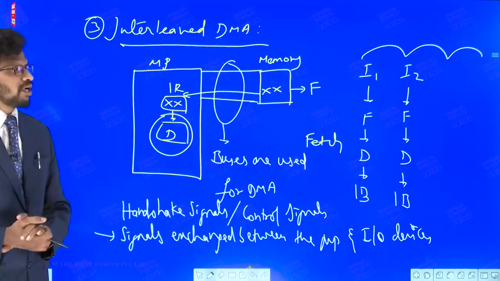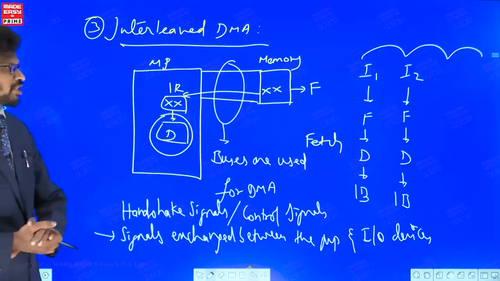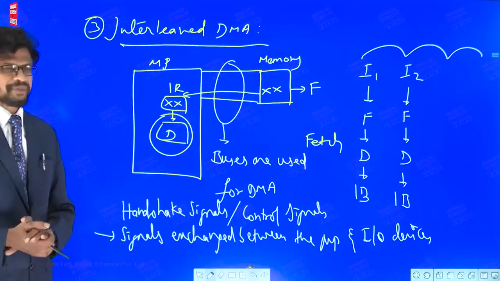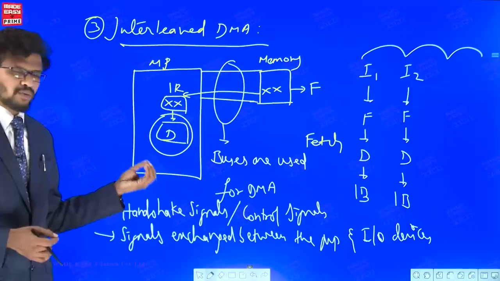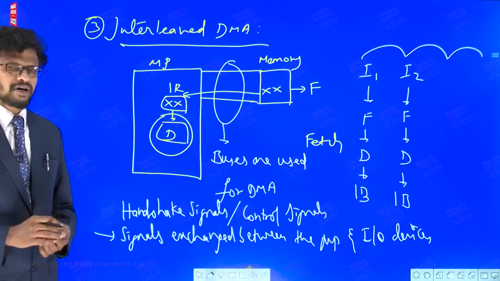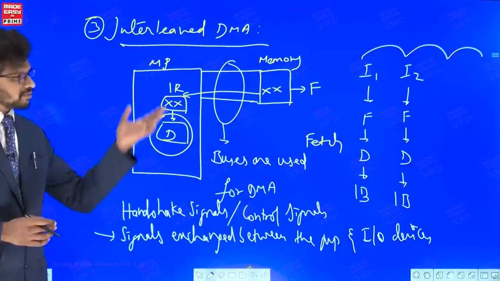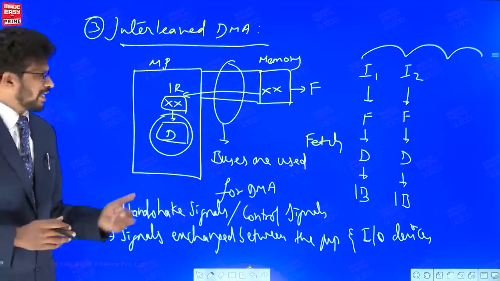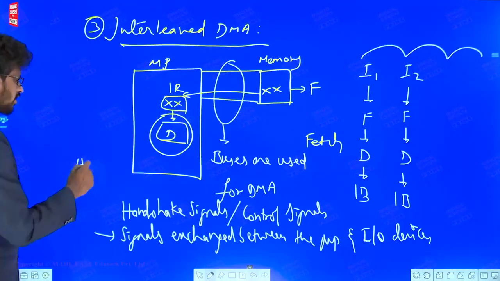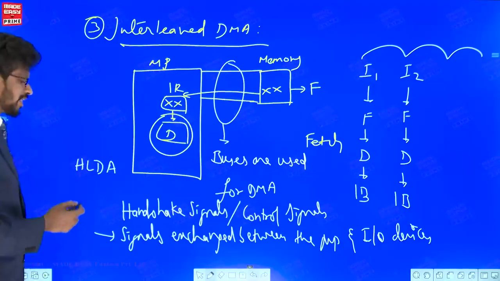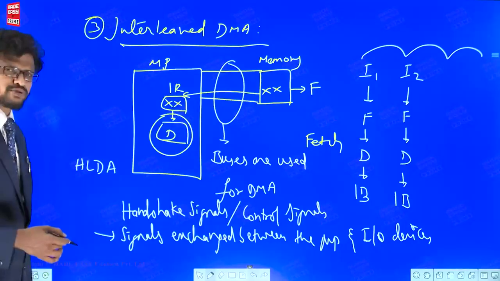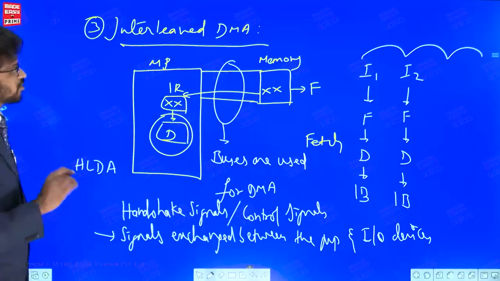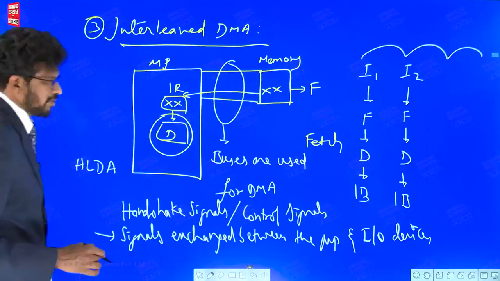I hope you have understood how actually the sequence of events will take place with respect to the DMA. You may get a question based on the modes of operation, or you may get a question based on the sequence of events which take place, and so on. So hold acknowledgement, I think already we have discussed this signal. Hold acknowledgement, simply it is one output signal in response to hold request. That's all. That's about the modes of DMA.